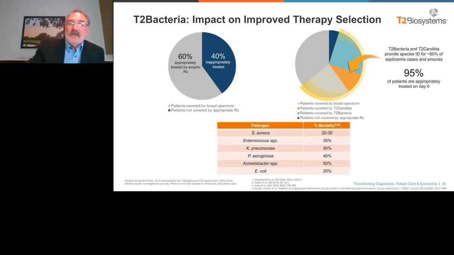By using both T2 bacteria and T2 Candida, we provide species identification for about 60% of sepsis cases, and in combination with empiric therapy, ensure that 95% of patients will be appropriately treated on day 0.